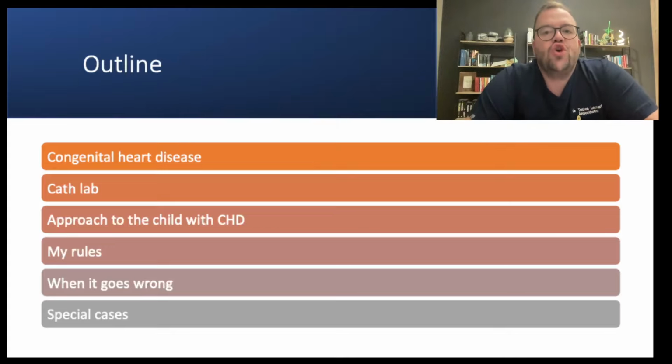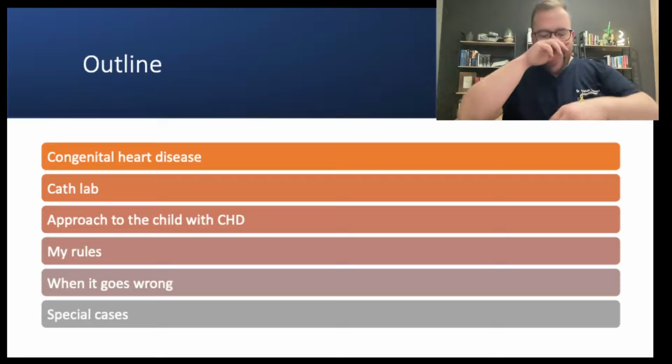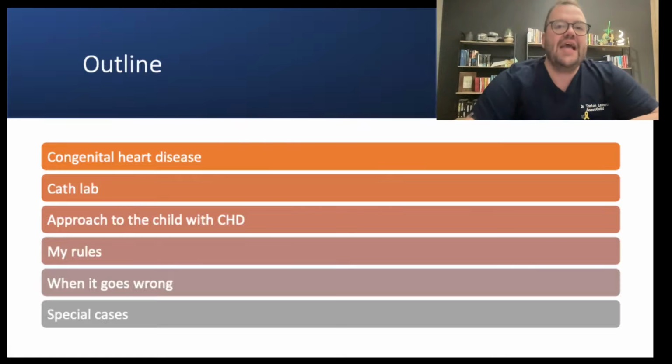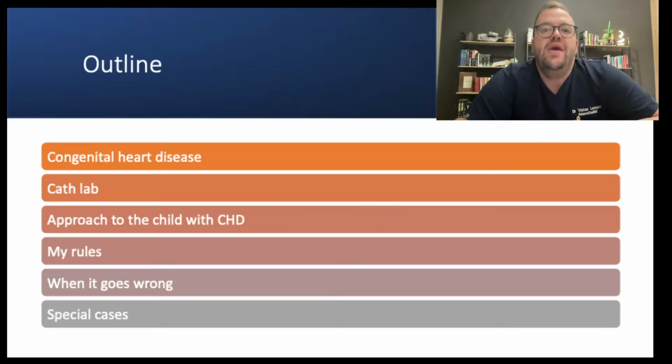So I'm going to go over congenital heart disease, and I'm going to go through the approach to the pediatric congenital heart, and we're going to talk about obviously acyanotic, cyanotic, but we're going to divide it in a different way that I think is a much more useful way. I like to describe these in terms of what's happening to pulmonary blood flow. Is it increased, decreased, or the same? We're going to talk about cath lab. What you need in cath lab.